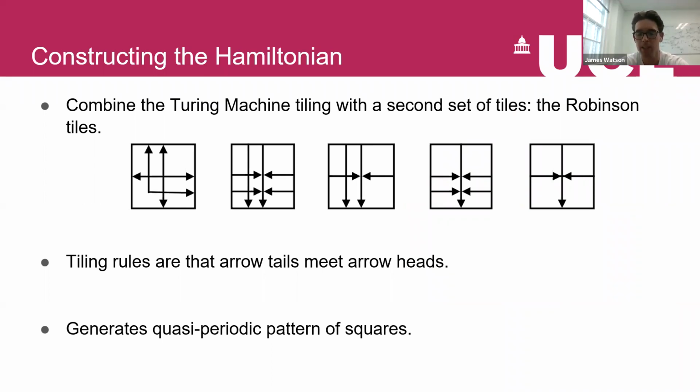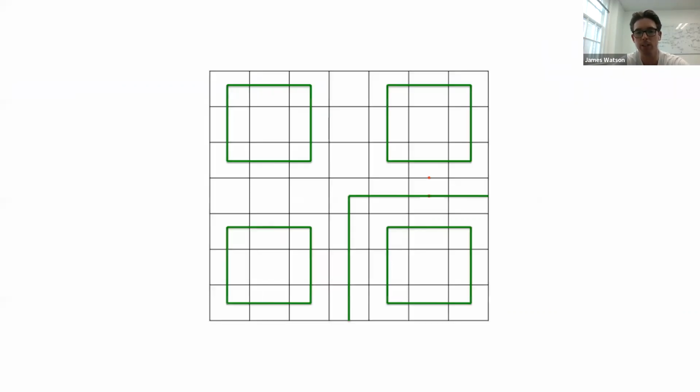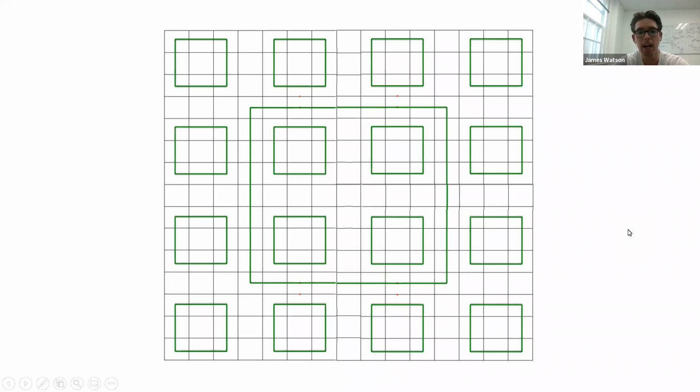They have tiling rules that arrow tails meet arrowheads. But what's important is that they generate a quasi-periodic pattern of squares. So if I ignore some of the markings, it turns out that they generate a pattern on a small grid that looks something like this. So you have a set of squares. And then on a slightly larger grid, they generate a pattern like this.